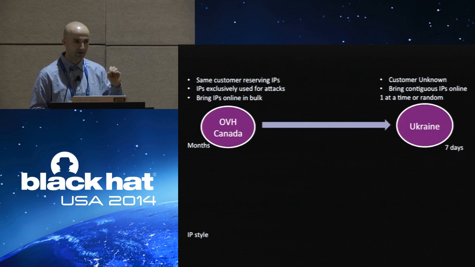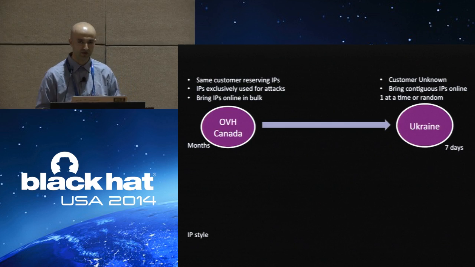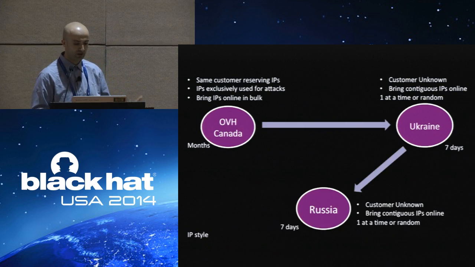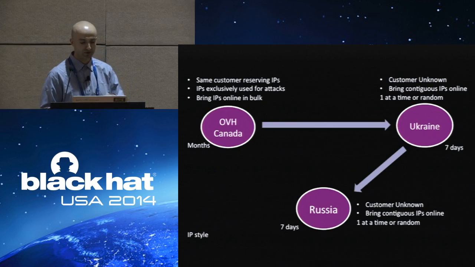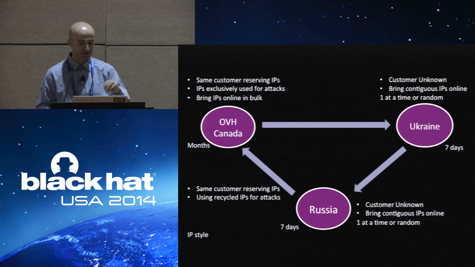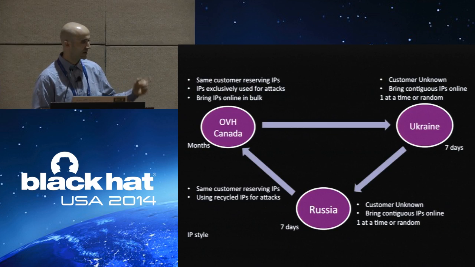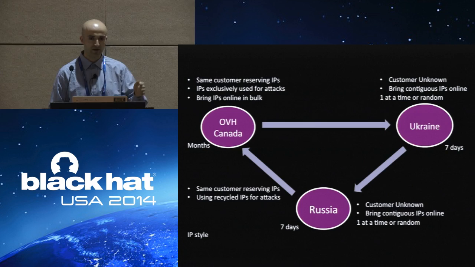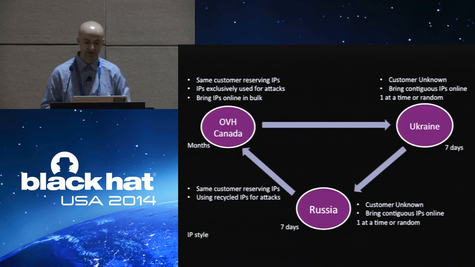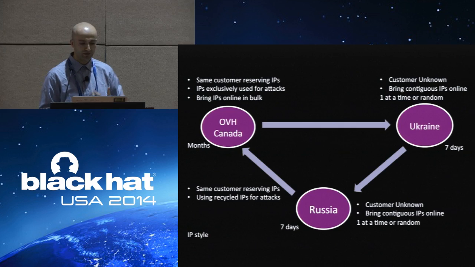The other thing that changed is that the IPs are now brought online one at a time or in random fashion. So again, you can sense an evasion feel here. This lasted for 7 days, and then they shifted to another provider in Russia. They kept the same behavior there for 7 days. And then after that, they went back to OVH Canada, but in this instance, they changed one of the features of the behavior, which was that they're now using recycled IPs, so IPs that have hosted old, benign content. Again, you can think that this is a way to evade IP reputation systems if they can figure out the heuristics used by security researchers.